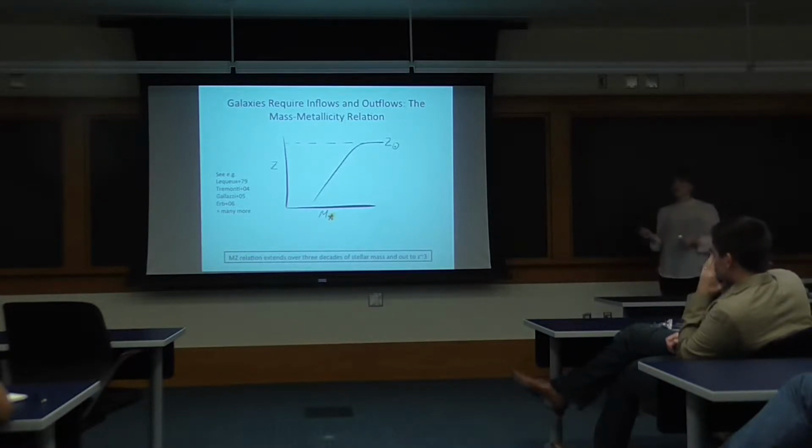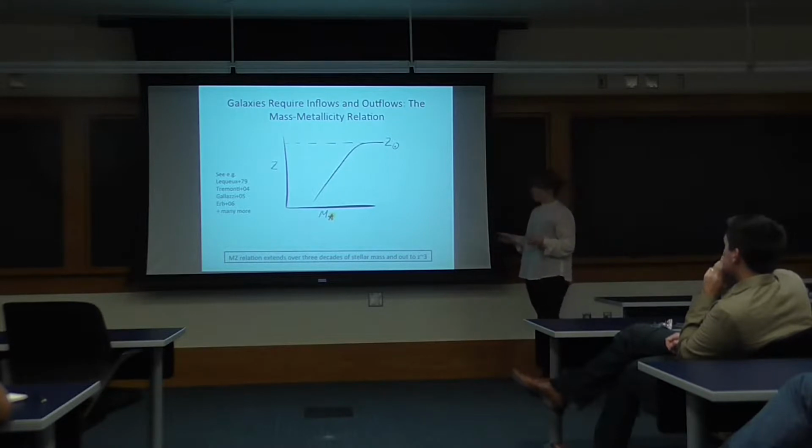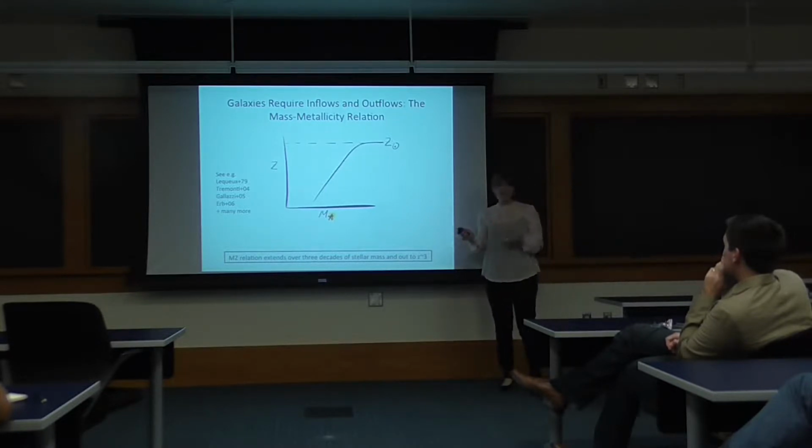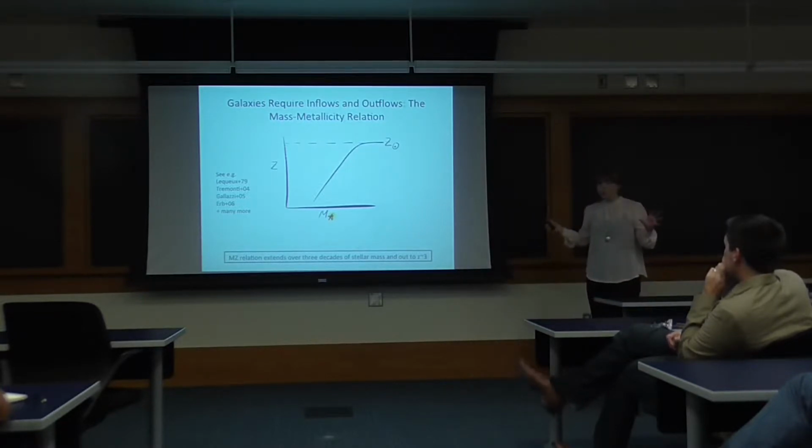You may be familiar with the galaxy mass-metallicity relation. This is often formed from the gas phase abundance of a galaxy. It's related to the stellar mass that a galaxy has. It extends over 3 orders of magnitude.